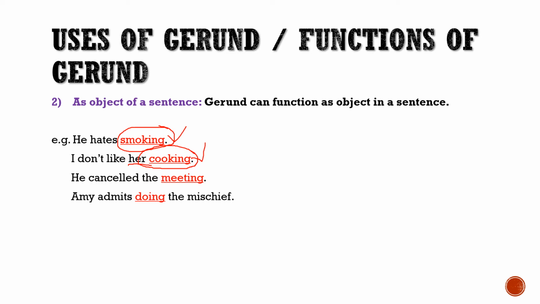এখানে দেখো like এর পরপর হার আছে। এই হার কিন্তু একটি ইনডিরেক্ট অবজেক্ট। এই হার এই বাক্যে একটি ইনডিরেক্ট অবজেক্ট এবং ডিরেক্ট অবজেক্ট হচ্ছে কুকিং। তার মানে জেরান্ড কোনো বাক্যের ডিরেক্ট অবজেক্ট হিসেবে কাজ করতে পারে, আবার ইনডিরেক্ট অবজেক্ট হিসেবেও কাজ করতে পারে। সেটি আমরা পরের এক্সাম্পলে দেখব। Now the next example is he cancelled the meeting.